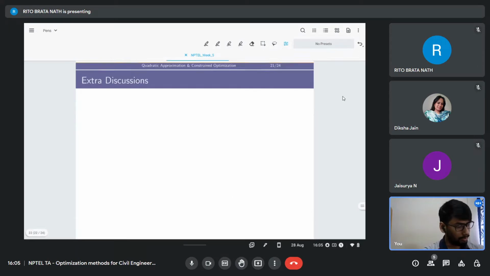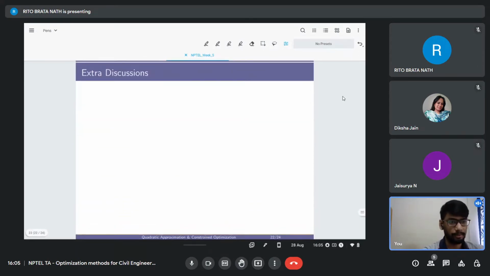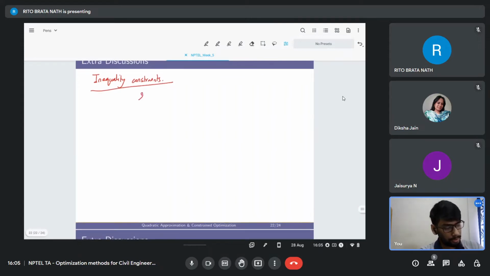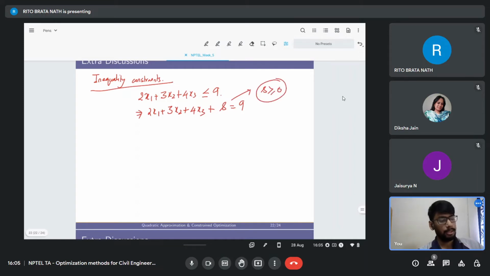I think I have reached the end, but I wanted to have a couple of discussions. One is for inequality constraints. I can always convert my inequality constraints to equality constraints. Suppose I am given 2x1 plus 3x2 plus 4x3 less than or equal to 9. What you can do is add a slack here, so 2x1 plus 3x2 plus 4x3 plus s equals 9, where s is greater than or equal to 0. Now you can have a similar approach to solve this kind of problem.